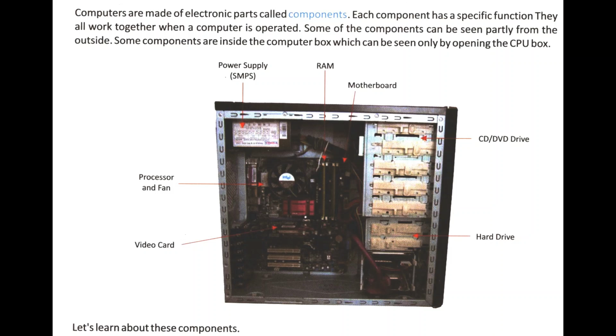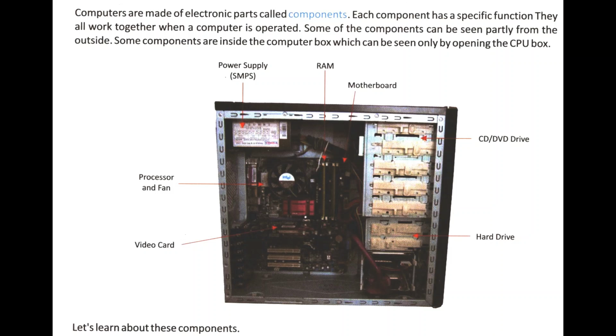Here in the picture we can see different computer parts, which are electronic parts, assembled inside the CPU box, and these electronic parts of a computer are known as components. The different components shown in the figure are power supply, SMPS, RAM, motherboard, CD/DVD drive, hard drive, video card, processor and fan, and many more components are assembled inside the CPU box.